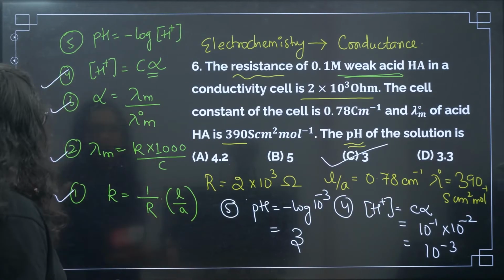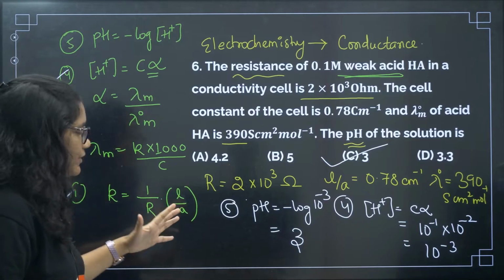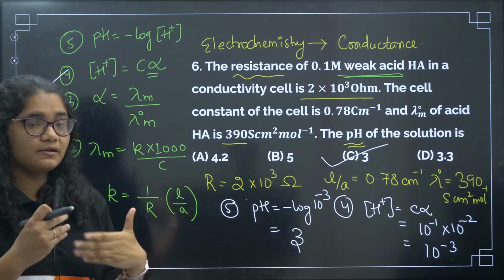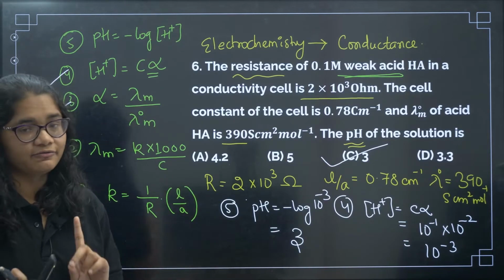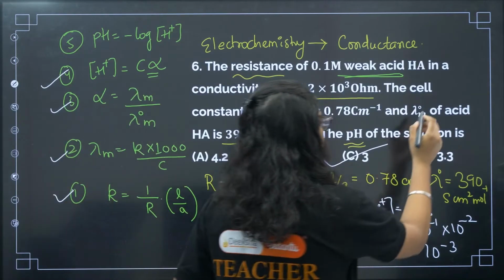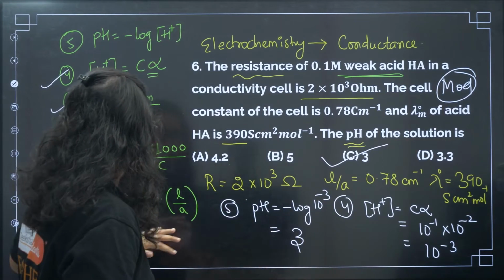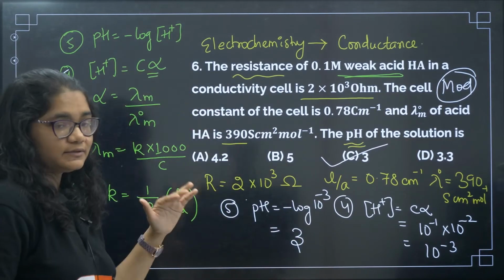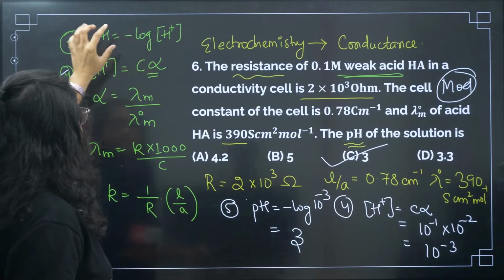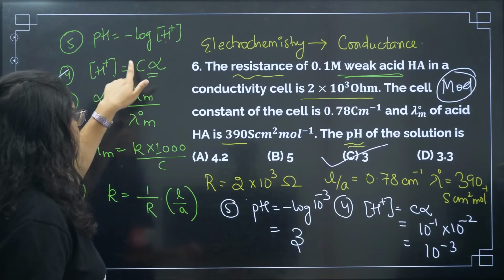Okay, so a little lengthy question, I'll say. The number of steps is more, but it is not at all a difficult question. So this question again I'll put under the moderate section. I hope all the formulas are clear. So first you need to start with what is asked. For this we need the H plus concentration. For H plus I need this one.